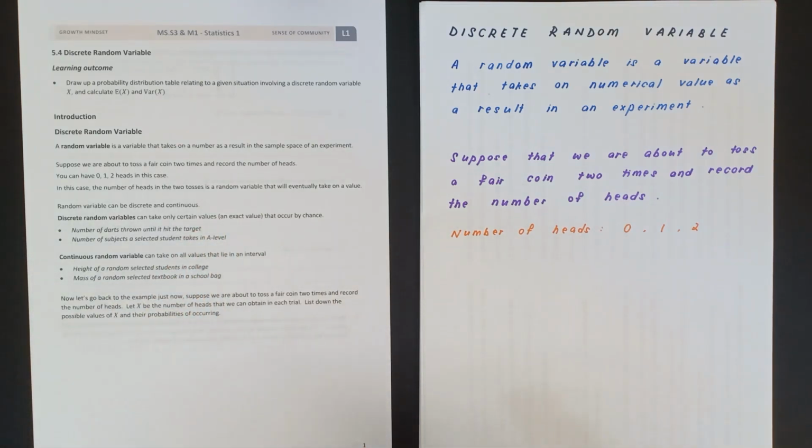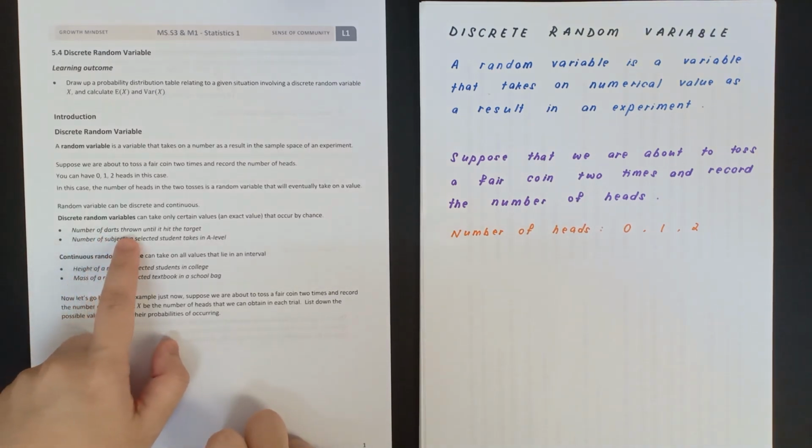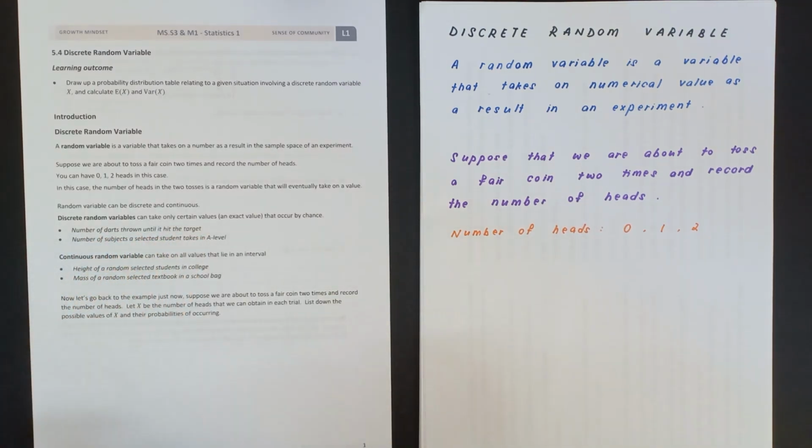in an experiment. So for example, number of darts thrown until it hit the target. So you need to throw the dart until it hit the target. So maybe it cannot be 0, right? Without throwing any dart, then you cannot say that you tried 0 darts until it hit a target. So the minimum will start with maybe 1.